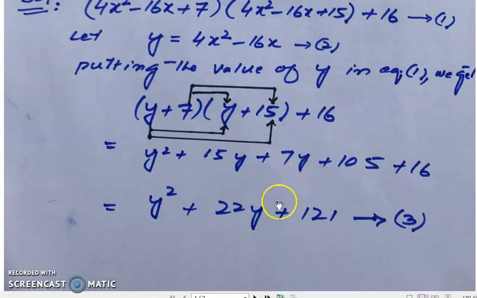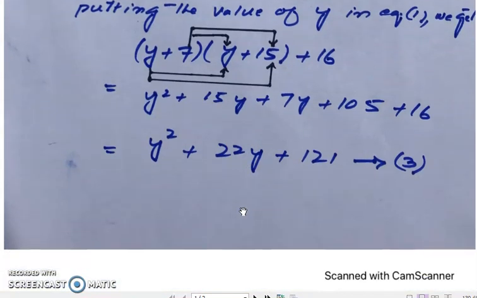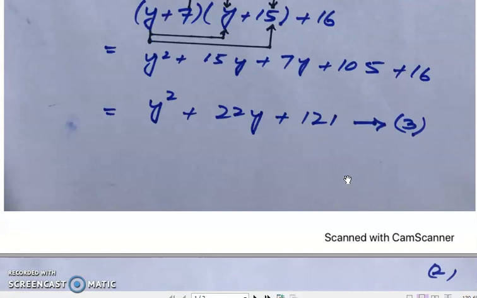Then in the next step, you are going to add or subtract the like terms. Here, the like terms are the terms including y. These two are the like terms. And here we are going to add the constants. So when we add the constants, the result is 121. And when you add the terms involving y, your answer will be 22y. Then again give this equation a name so that afterwards you can relate it.